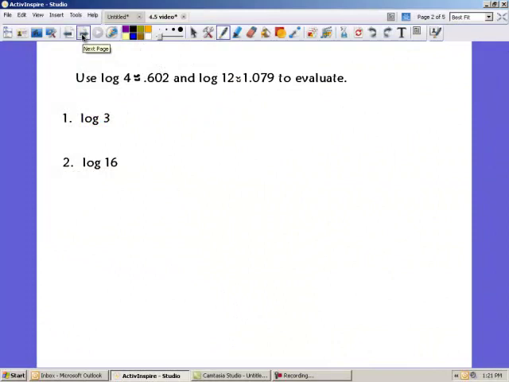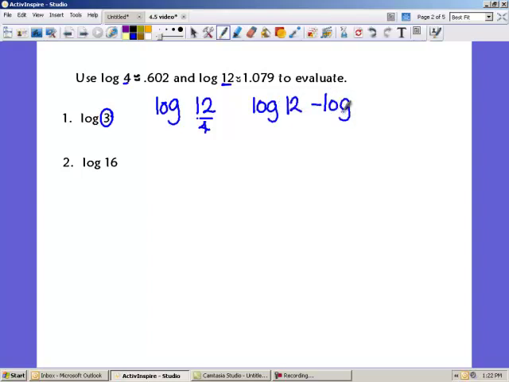In your book, they give you some directions that say use the log of 4, which is approximately 0.602, and the log of 12, which is approximately 1.079, to evaluate. So we're going to look at number 1 and say log 3. I know 3 is 12 divided by 4. So if we say the log of 12 divided by 4 and expand this, now we can use these numbers.